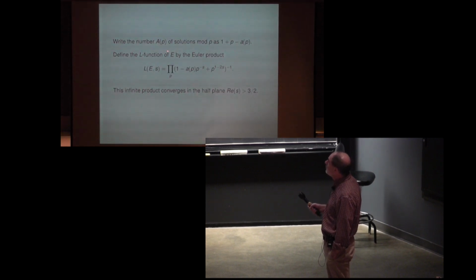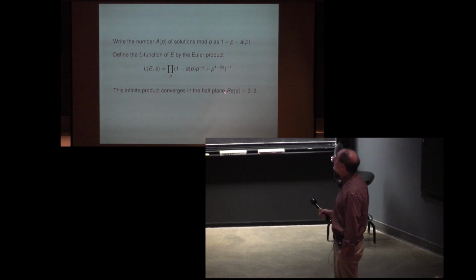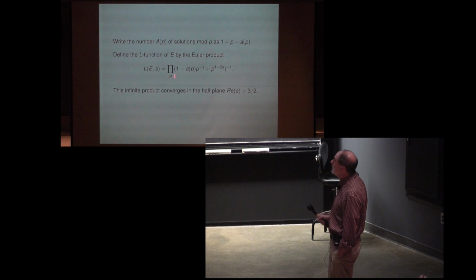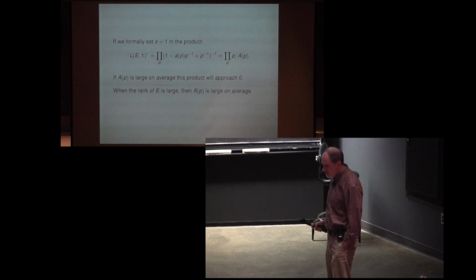You take the number of points mod p, that's a finite number, and you write it as 1 plus p minus an error term a_p. And then you define an infinite product by taking the product over all primes p of this. This isn't quite true, but it's close enough. It's true for almost all primes. And it's known that this product converges in a half plane in the complex numbers, at least when the real part of s is bigger than 3/2.